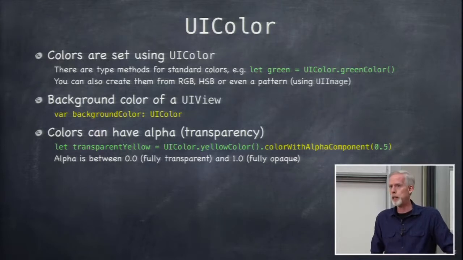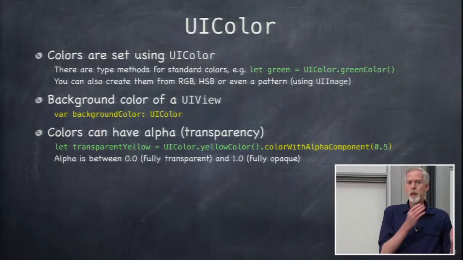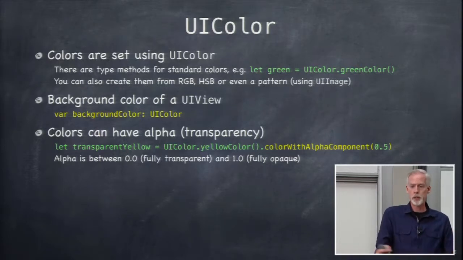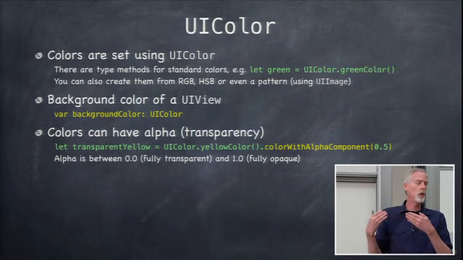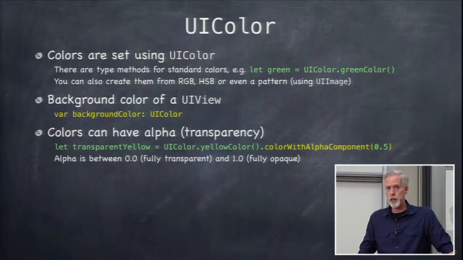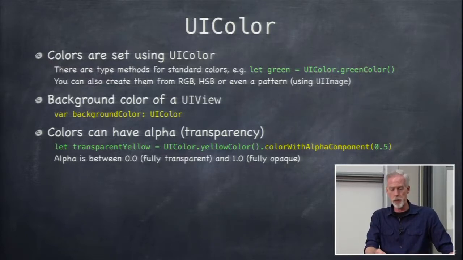This is called alpha. So alpha is a value between 0 and 1. 0 means fully transparent. You can see completely through it. It won't even show up on screen. To 1, which is fully opaque. It obscures anything behind it, anything drawn with this color. And you can create a transparent color from another color with this color with alpha component. This would create kind of a half transparent yellow color to draw with.